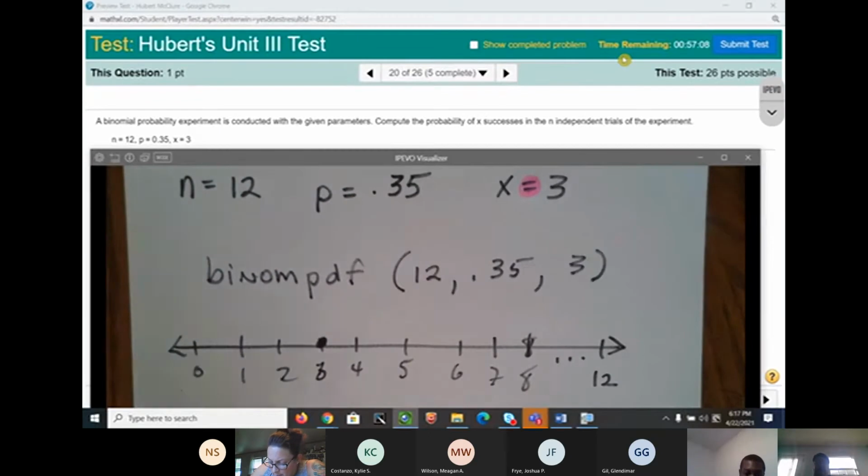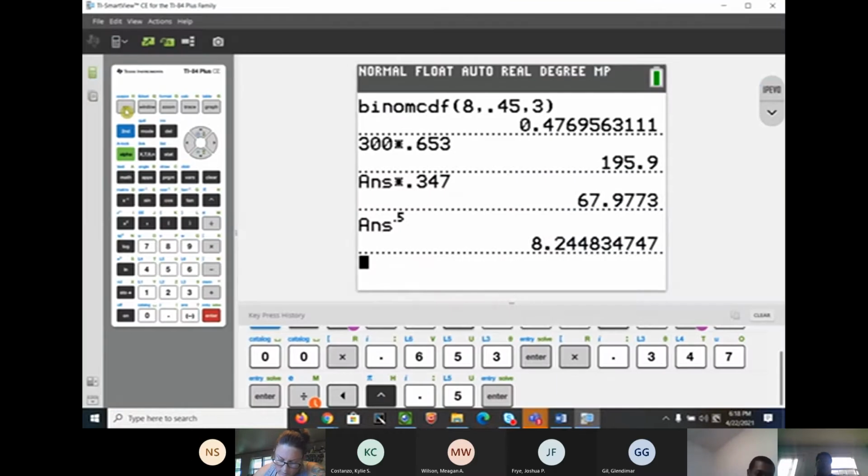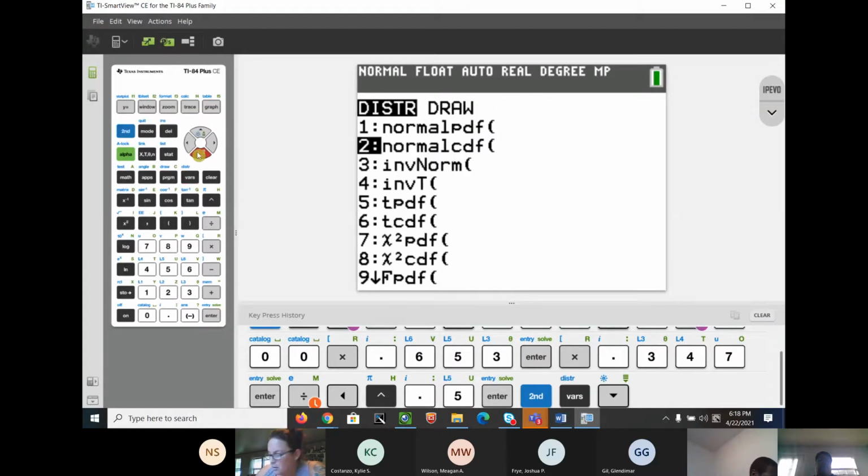And what is the probability of 3? Well, that'd be binomial PDF, 12, .35 and 3. So take your handy dandy calculator. 12, .35, 3, close parenthesis. It'll be 0.1954. All right, let me confirm that.